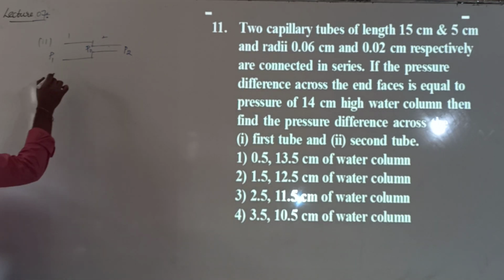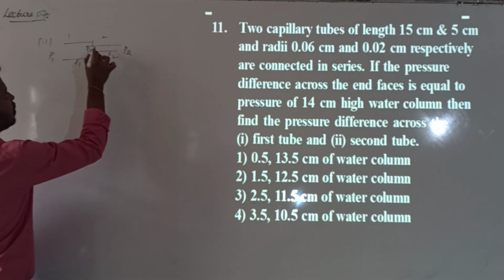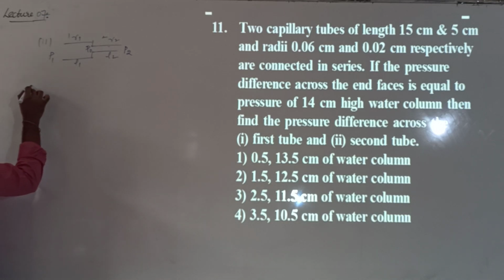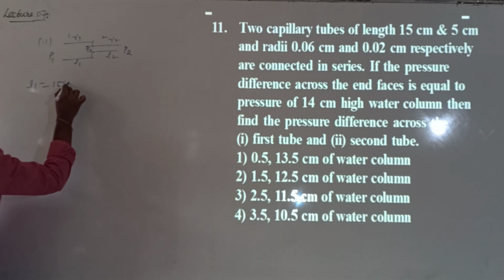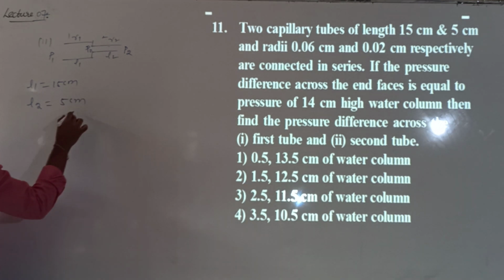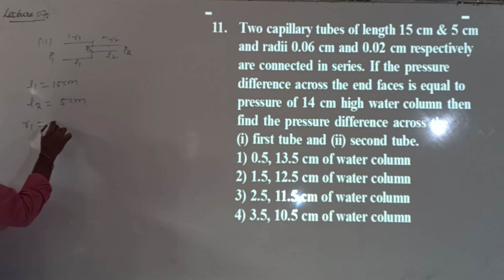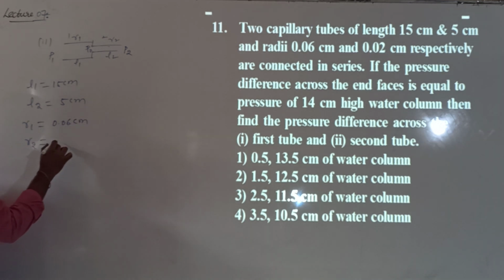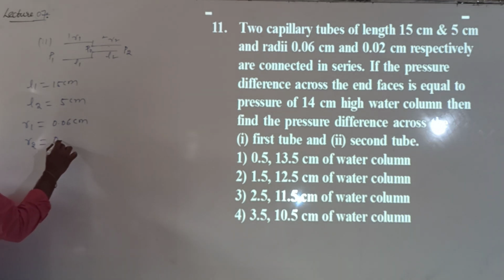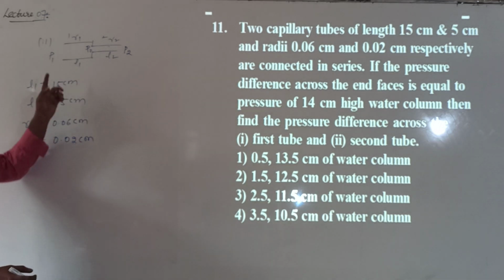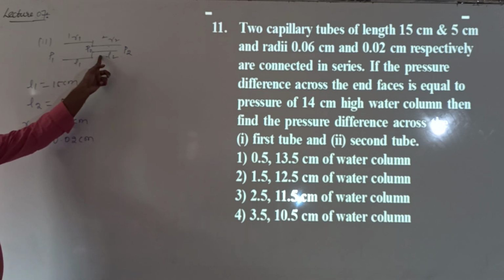So they have given the length values. This length value L1, this length value L2, this radius value R1, this radius value R2. So the complete data is given. What is the L1 value? 15 centimeters. The L2 value is given as 5 centimeters. The R1 value is 0.06 centimeters, and the R2 value is how much? 0.02 centimeters. Okay.